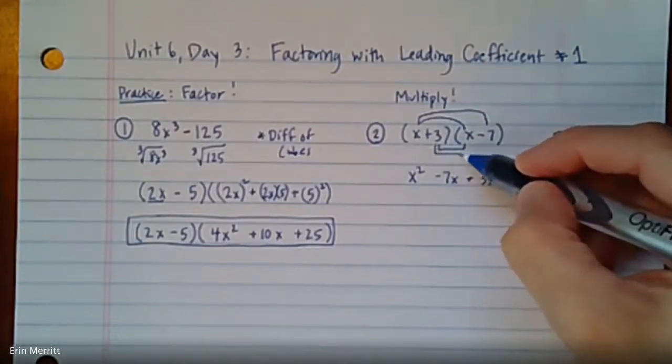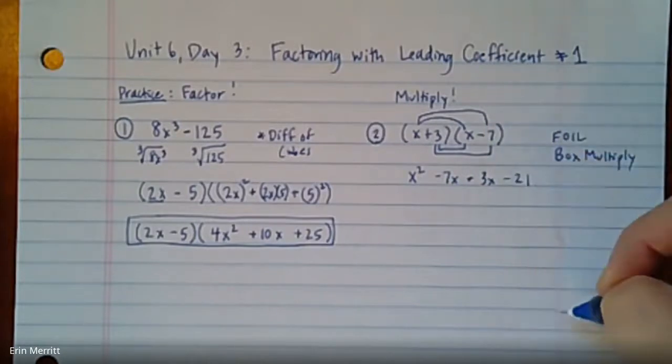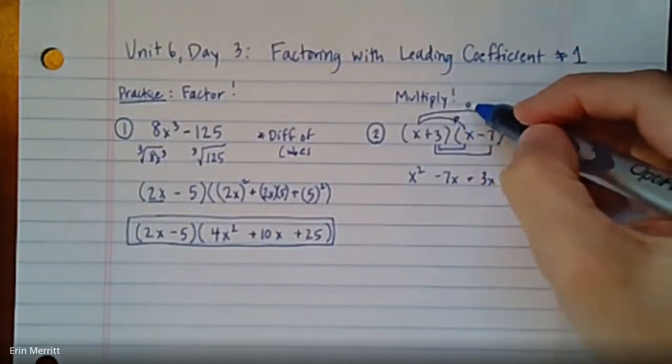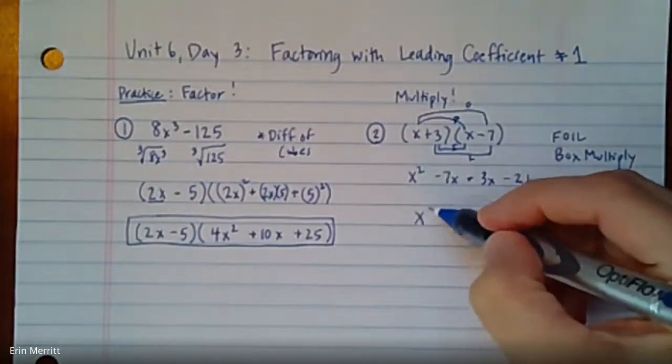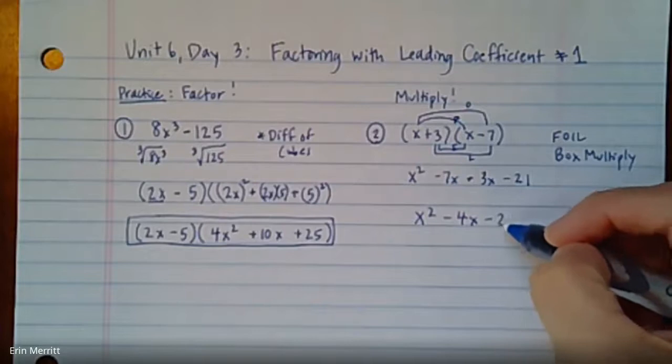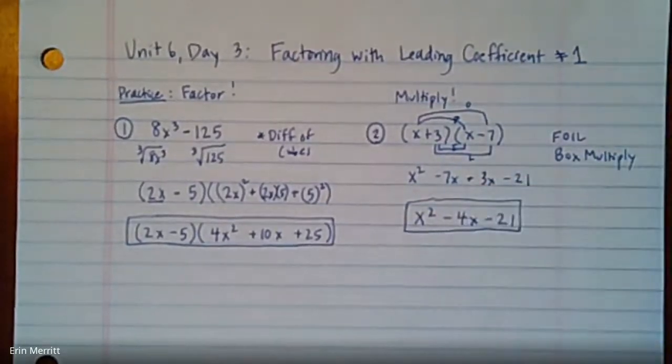And then the last in each parenthesis, that would be the 3 and the negative 7. So minus 21 like that. So here's the first, the outside, the inside, and the last. And then when you clean it up, you would get minus 4x and then minus 21. If you see it and you're like, I prefer the box multiplication, then use box multiplication. But either one will get you the same answer.